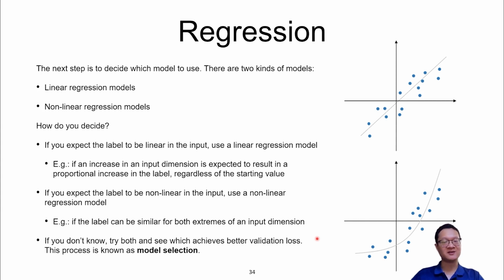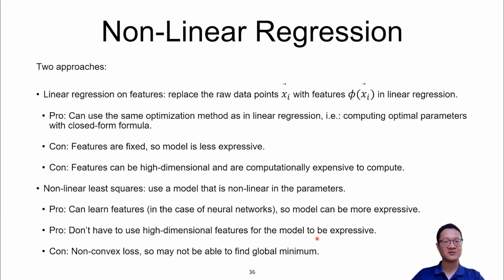Okay, so that was the whole discussion about regression and using linear regression models. What about nonlinear regression models? There are actually two approaches that we talked about for nonlinear regression. The first approach is to not change too much. We're still going to do linear regression, but instead of doing linear regression on the raw data points, we're going to do it on the features.